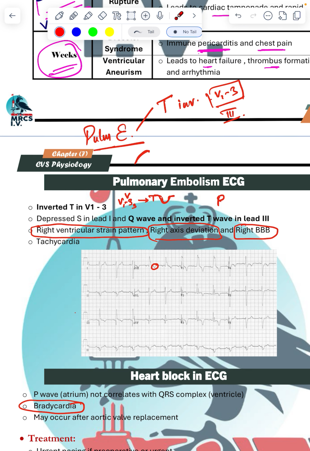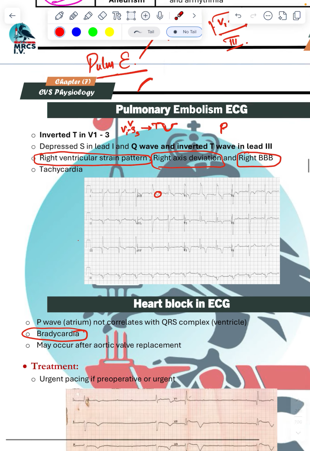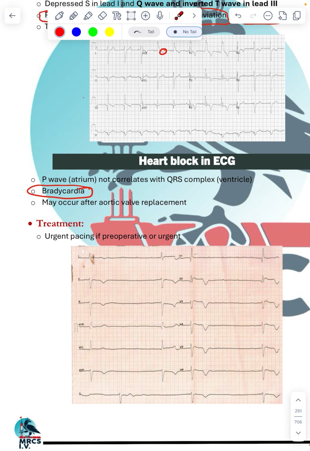V1 to V3 inverted T wave. The T wave will show a right ventricular strain pattern, right axis deviation, right bundle branch block, tachycardia, pulmonary embolism. Heart block, there will be bradycardia. The P wave attempts do not correlate with the QRS.